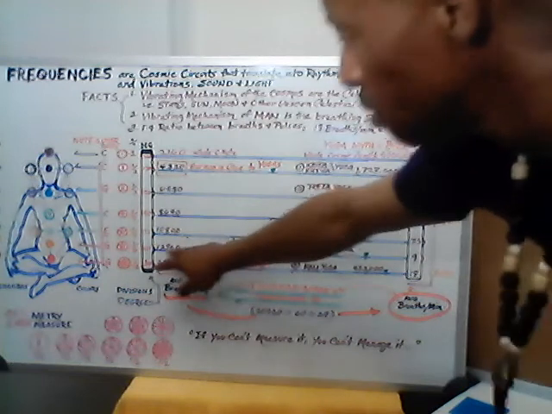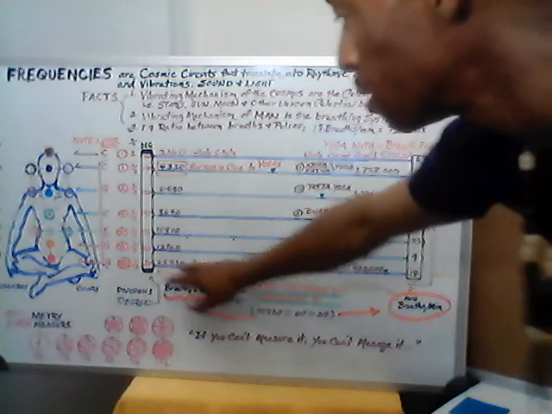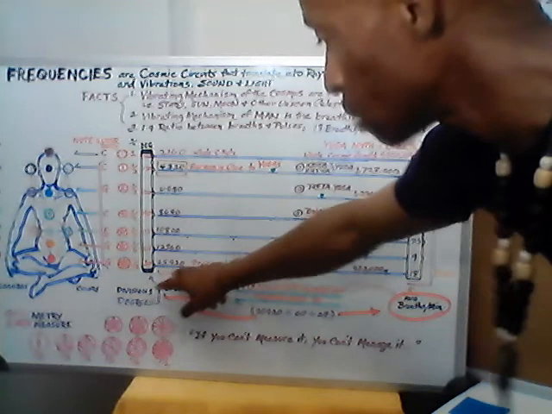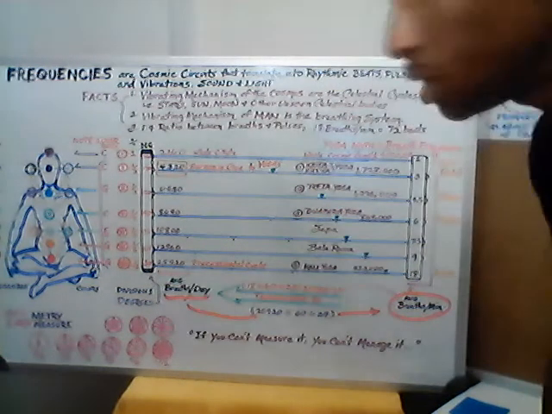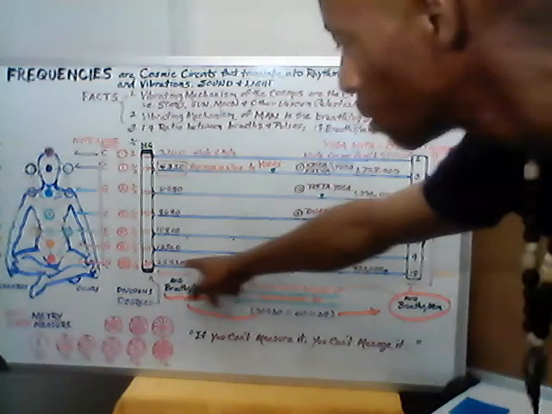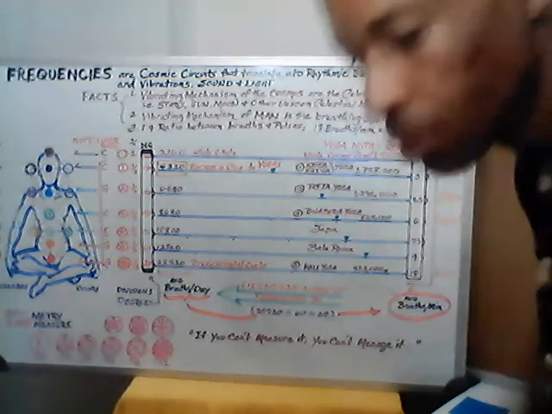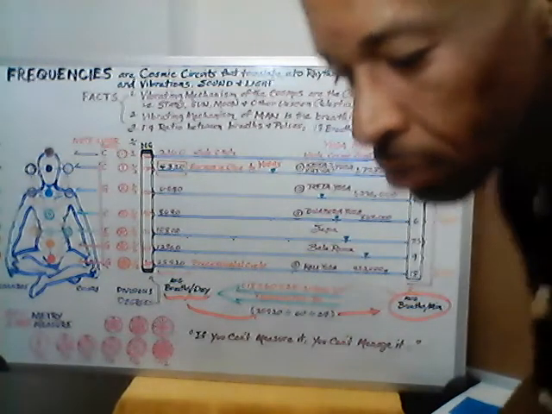The sixth division is 12,960, and the 12th division is 25,920, which is, and here we go again, another coincidence. This is the precessional cycle that we were talking about right here.